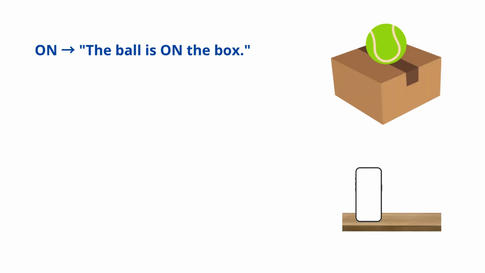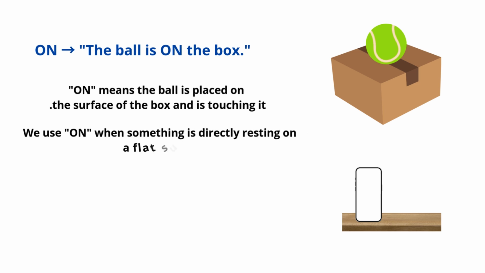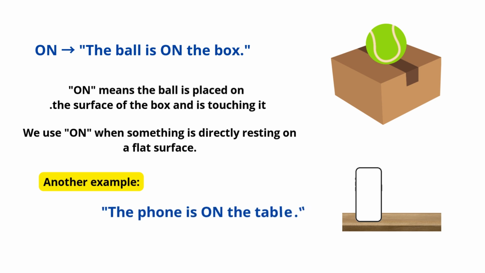On, the ball is on the box. On means the ball is placed on the surface of the box and is touching it. We use on when something is directly resting on a flat surface. Another example, the phone is on the table.